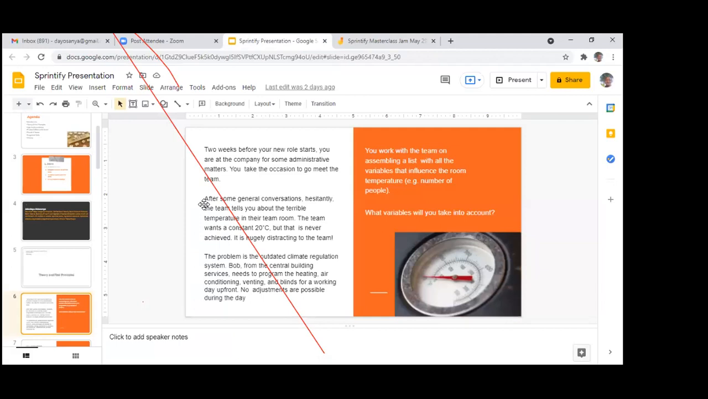So I hope we understand what I just said. Let's look at things that can influence the room temperature. The team is complaining about the temperature in their room, and they want a constant 20 degrees, but it's never achieved. So what are some of these variables?